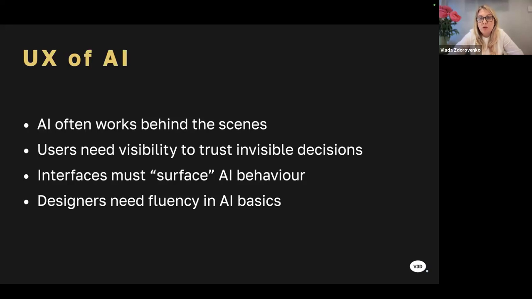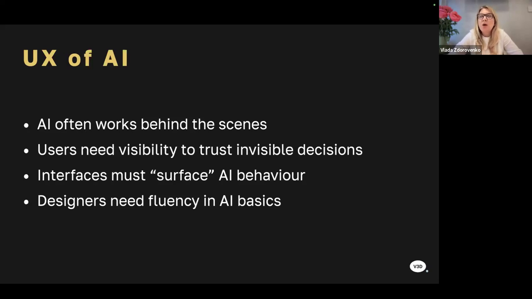Everyone has had this experience with AI. Sometimes it can hallucinate, and sometimes it's not clear when you provide some information, or you are expecting one result and you're getting another. So in this regard, interfaces must surface AI behavior and help users understand the context of the decision making. Also, when we understand AI basics, we can help users to create this trustworthy experience.